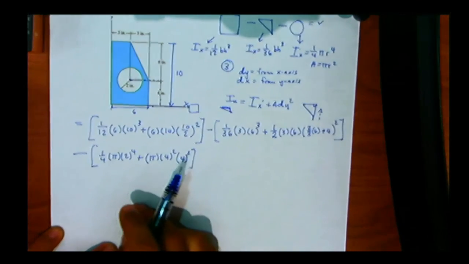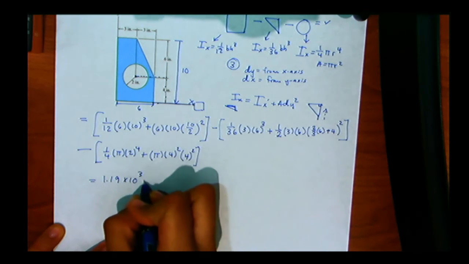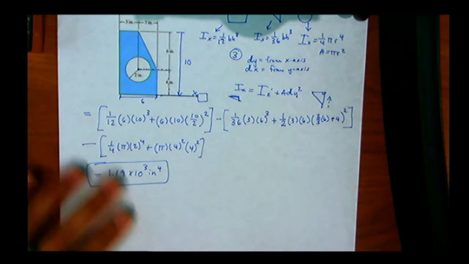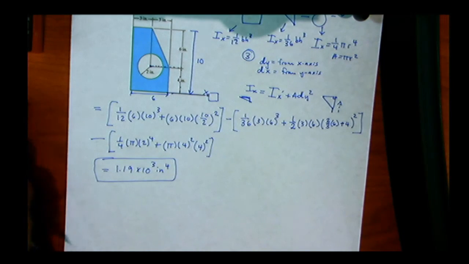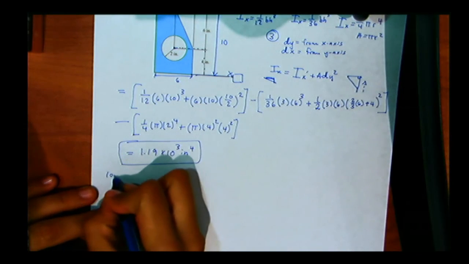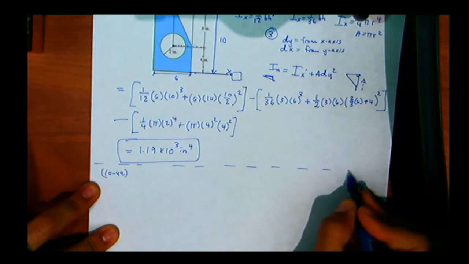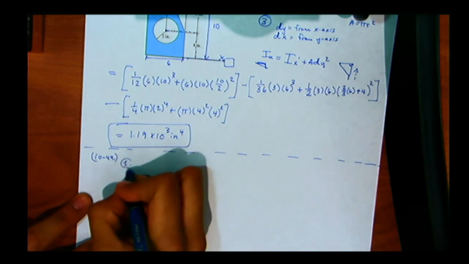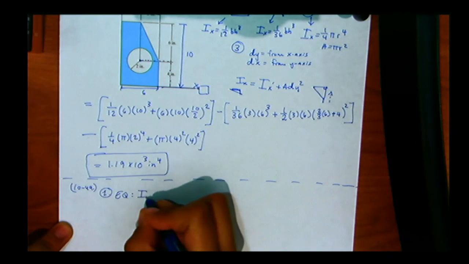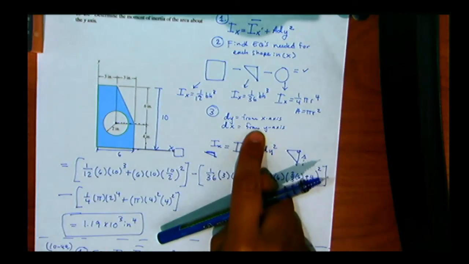So for y, I know we only have a minute left, so let me set this up for you. For y, you would do the same steps that we did up here, right? So we'd find our equation. Iy is equal to Iy bar plus A dx squared. Remember this. And 2, find equations needed for each shape in y. So we're literally doing the same thing, but now we're doing it for y.